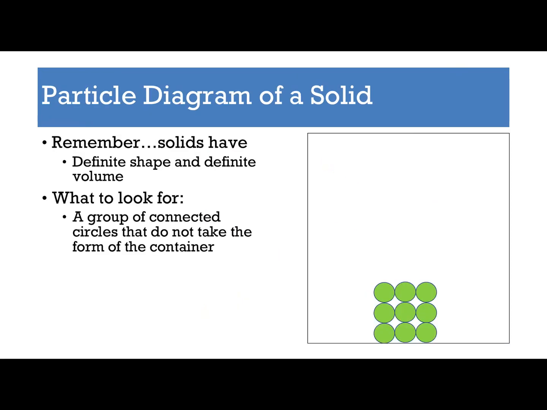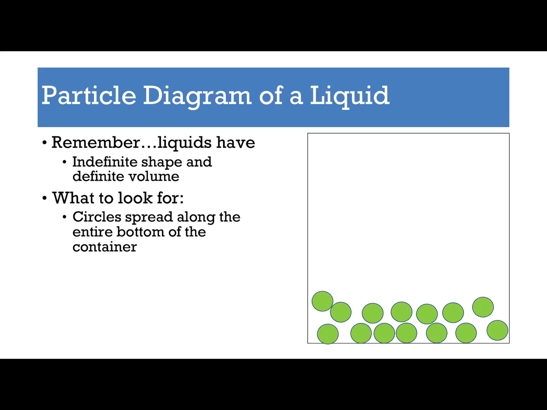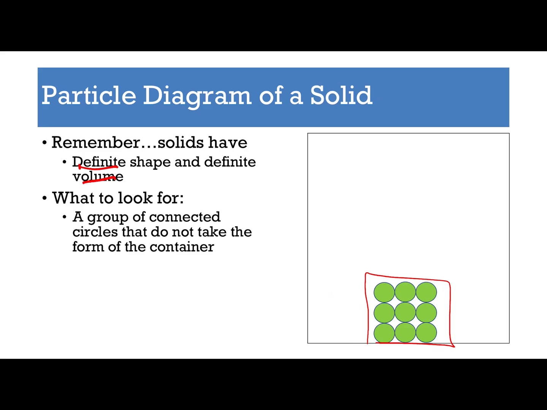So let's just jump into particle diagrams of phases. So remember, a solid has a definite shape and definite volume. So if you were to draw a particle diagram of a solid, you keep all the little circles tightly knit, very close together. If you can even just picture what an ice cube looks like in a cup.